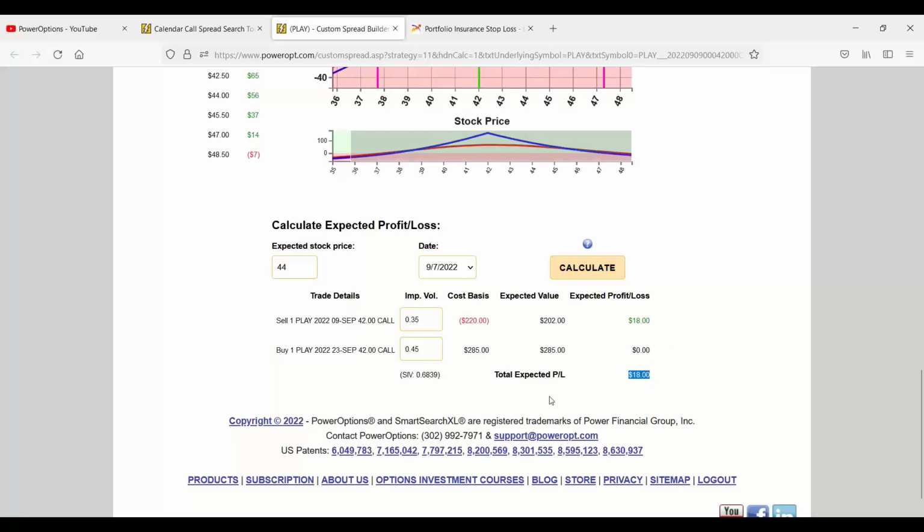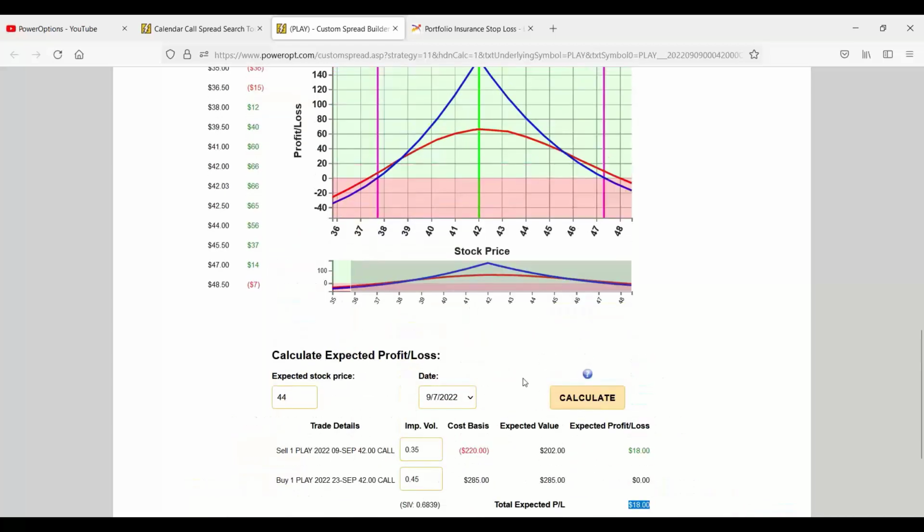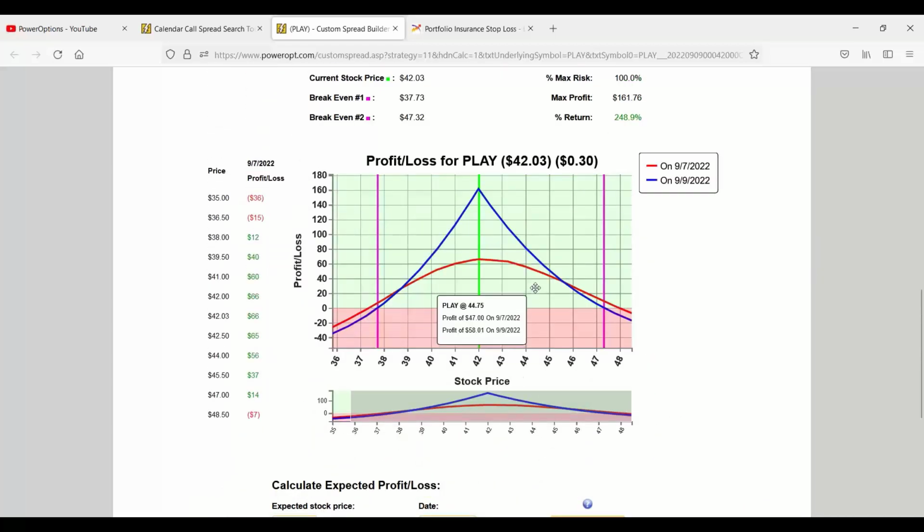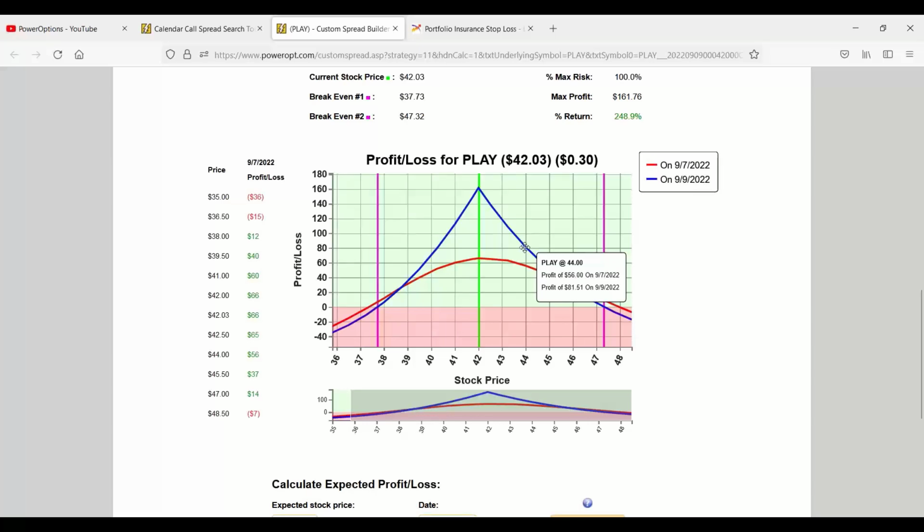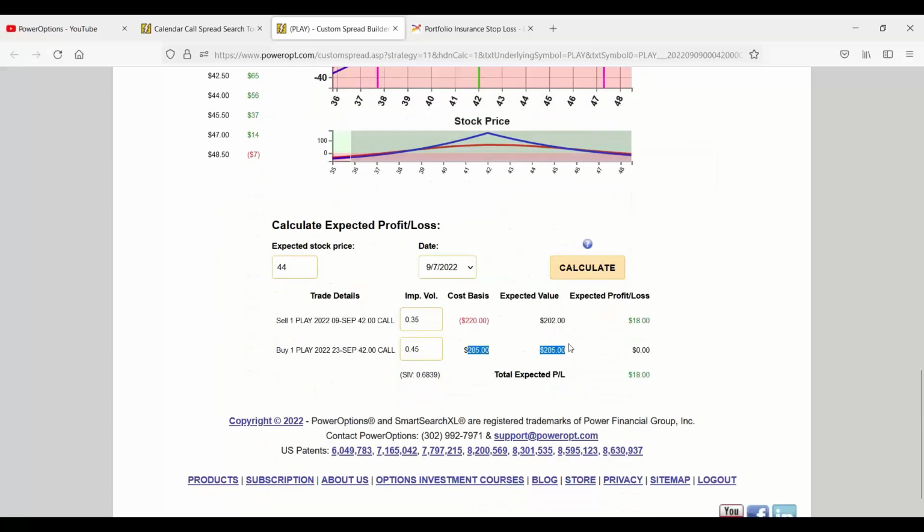See, now the profit you're expecting, if the stock's at 44, is only $18 in value. Whereas if you look at the chart here, you're expecting it to be $56. I'm sorry, at the halfway point on 9/7, right after the earnings, at $56 or $81.51 at expiration if you held it all the way to the 9th and the stock was trading at that price. But that was all based on the remaining value of the long option still being at 0.69 delta.